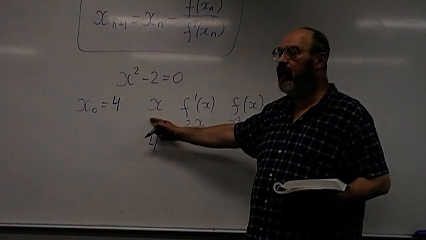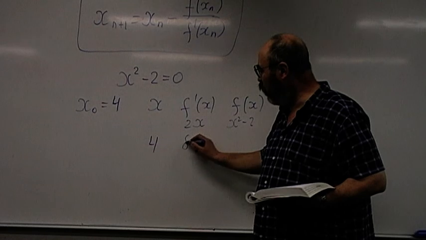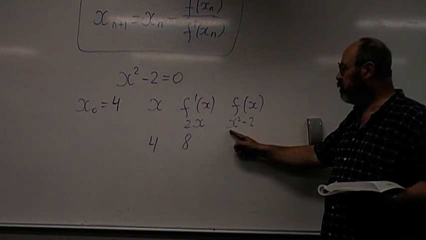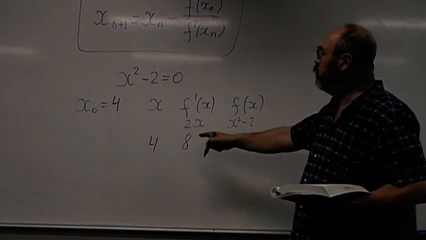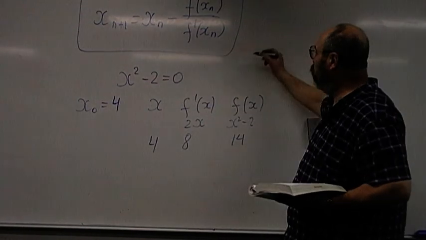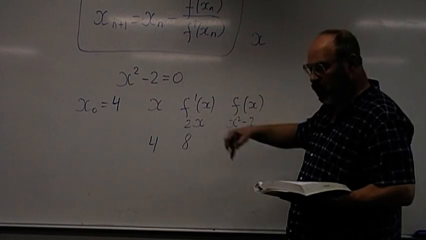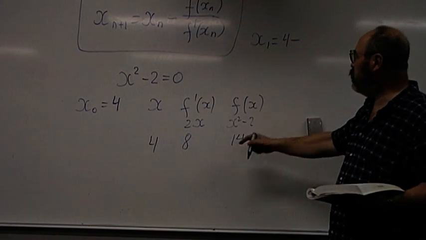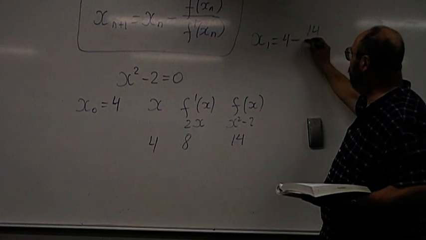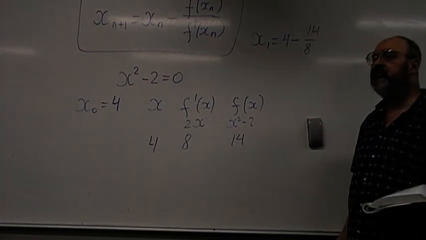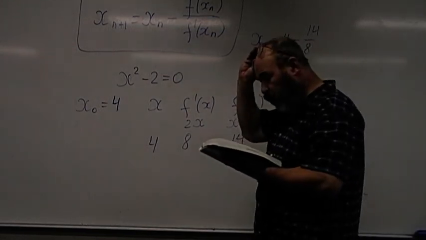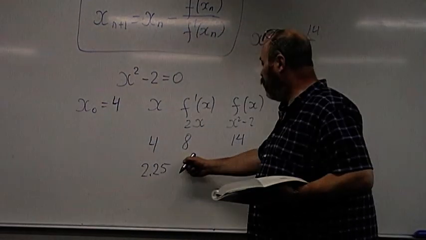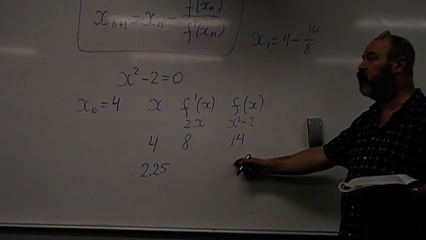So the first x is 4. f dash is 2 times 4, 8. And f is 4 squared, 16 minus 2, 14. Now, using this formula, x1 will be equal to 4 minus 14 over 8, calculated as a decimal, 9 over 4, 2.25. Then you use 2.25, calculate 2x, calculate x squared minus 2 and calculate the next.